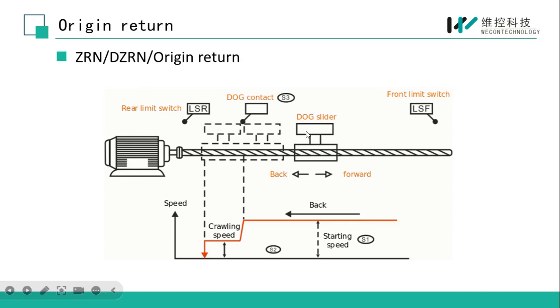As we can see in this picture, when the object makes the origin return move and the DOG signal is received, the speed will change from starting speed to crawling speed, and when the near point signal disappears, the PLC stops the output pulse.